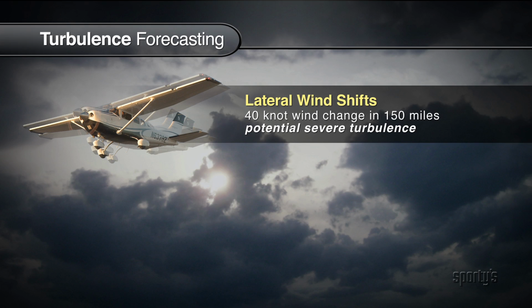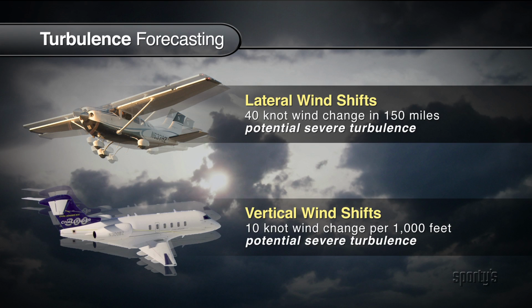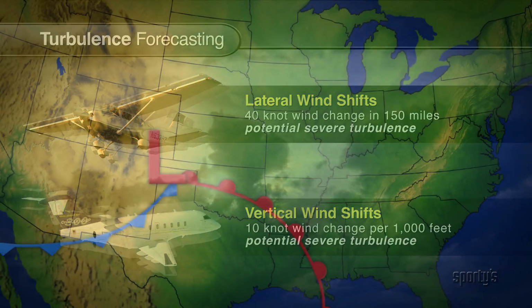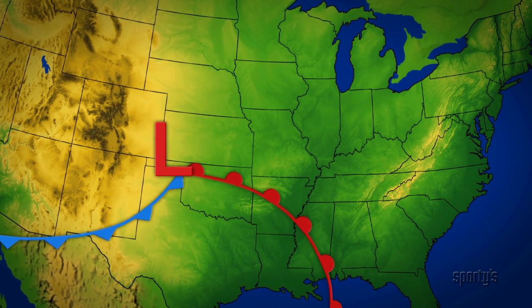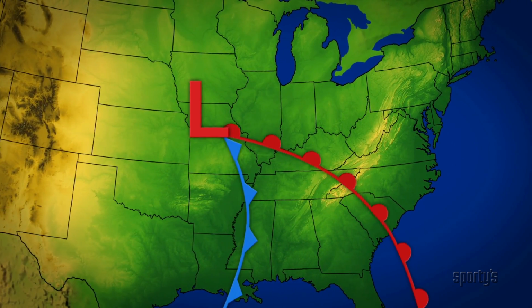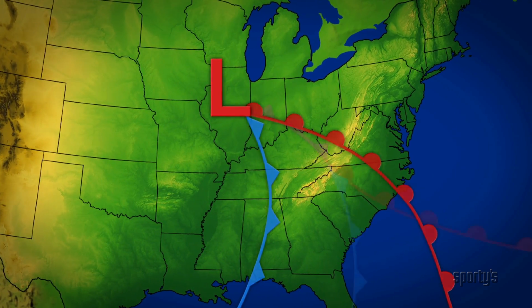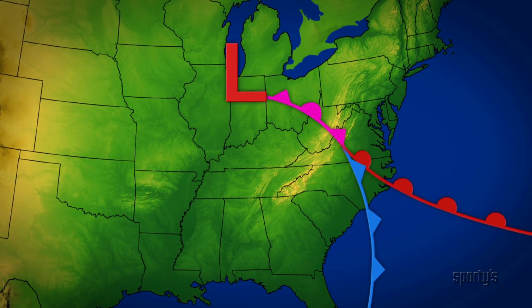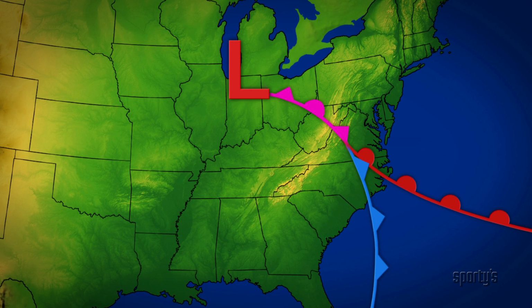As a matter of reference, the National Weather Service uses a wind change of 40 knots in 150 miles as a guideline in forecasting severe turbulence. Vertically, 10 knots change per 1,000 feet is an indication of severe turbulence. Fronts won't often create this great a change and the resulting severe turbulence. Perhaps the occlusion, where a cold front overtakes a warm front because of a strong circulation around a deepening and slow-moving low, creates the greatest atmospheric confusion and low-level wind shear, and thus the most turbulence.